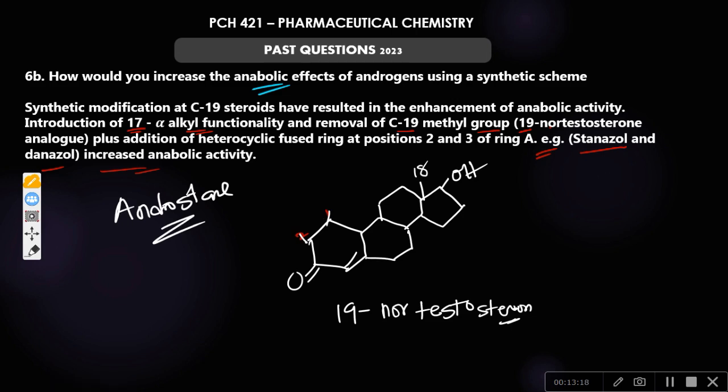So what are the 3 things we are looking at if you want to increase anabolic activity? Very easy. 1, put an alkyl group at position number what? 17. And it must be what? Alpha. 2, remove carbon-19, so it's now giving you nortestosterone. 3, add a fused ring, heterocyclic fused ring, to position number 2 and what? 3. Easy. E.g. stanazole and what? Danazole. This increases the anabolic activity.